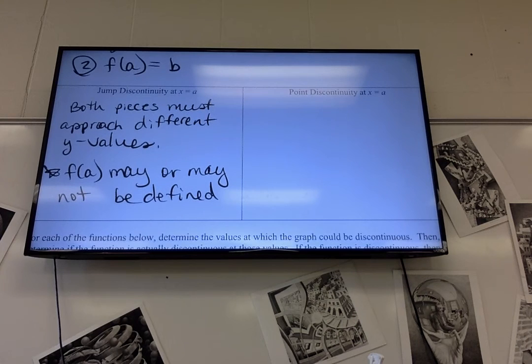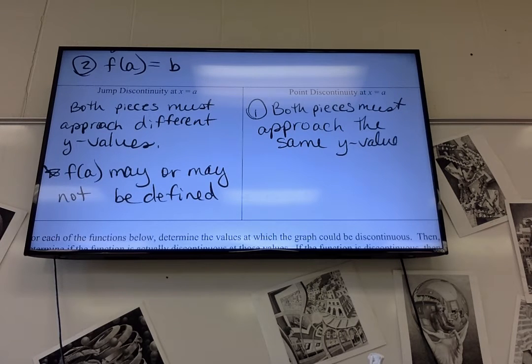For point discontinuity, both pieces must approach the same y value, b, but f of a can't equal b. So, in other words, that can't be a filled-in circle.